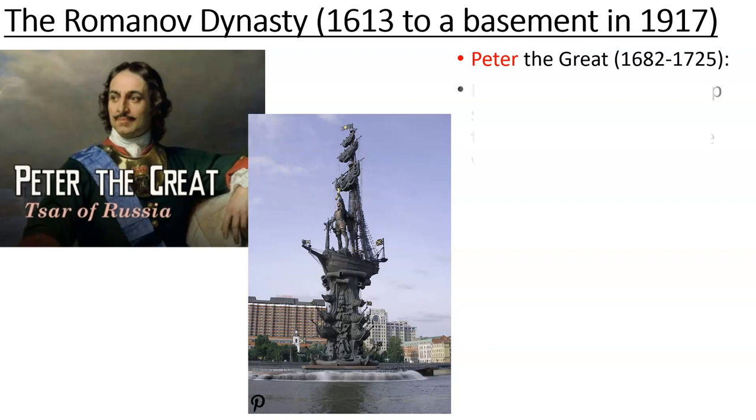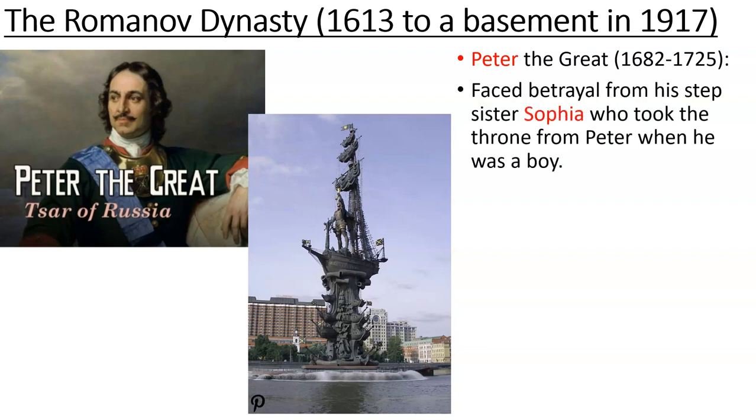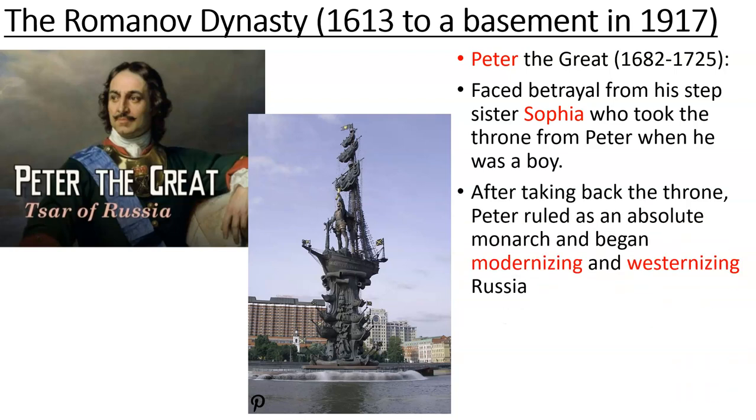So, who is he? Well, Peter starts out, he's betrayed. He learns that. He feels that. And when he takes back the throne, he decides, what we're going to do is we're going to centralize power, okay? We're going to bring it to an absolute monarchy, because I can't trust anybody. I will never trust anybody, okay? And he begins modernizing and westernizing.